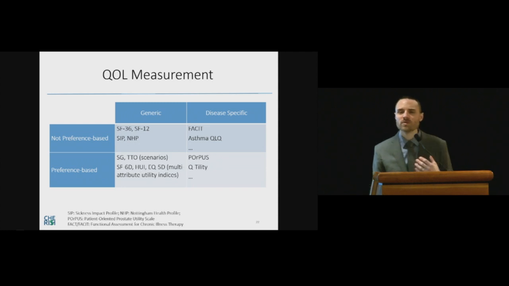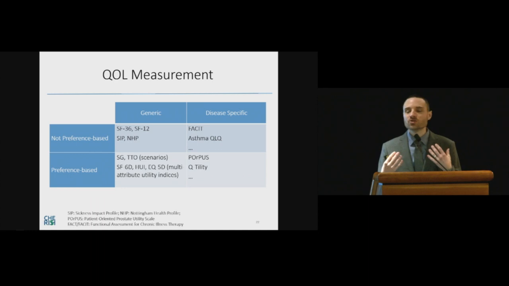Okay, so anyway, we've got these generic ones and these disease-specific ones, and if you are setting up an economic evaluation alongside a trial, for example, you're going to have to talk to the PIs, or if you are the PI, you're going to have to work with your economist and see what we can do.